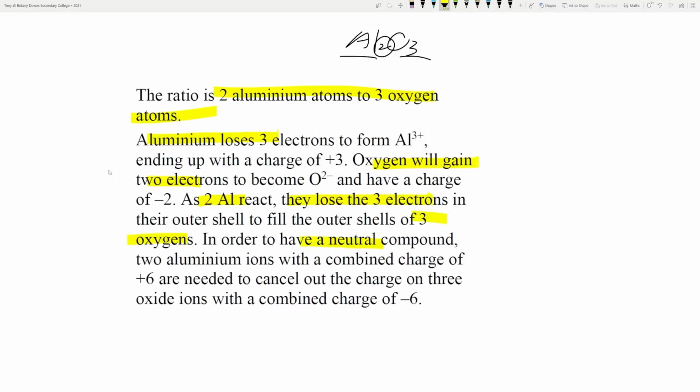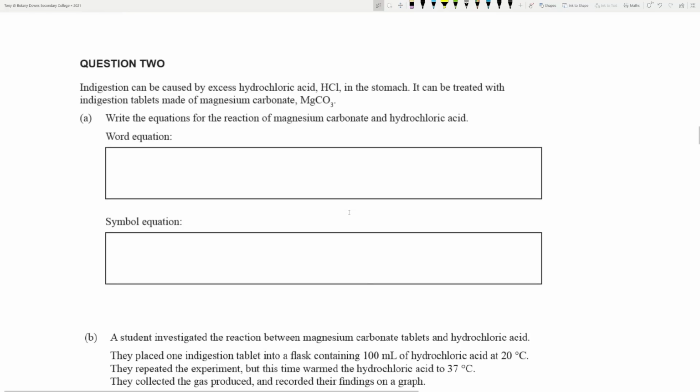Okay, and then in order to have neutral ionic compounds, the 2 gives you positive 6, the other 3 gives you negative 6, cancel each other out. This is an excellence question as well. Alright, next one, if you look at question 2, write a word equation. Now this is something that I mentioned numerous times with my classes.